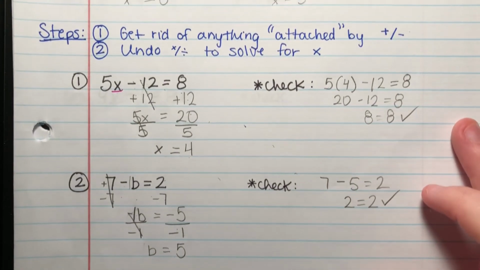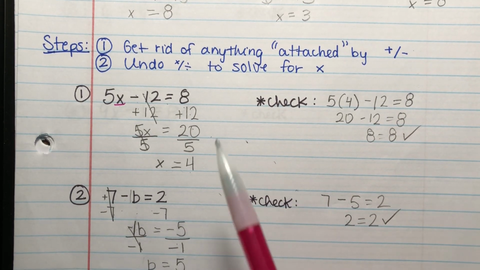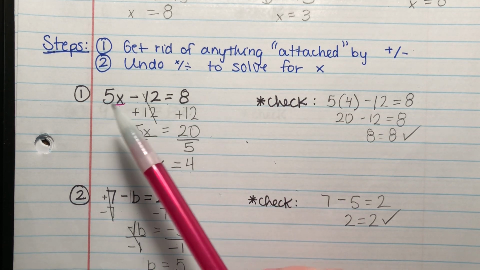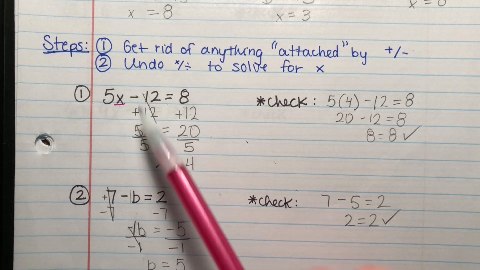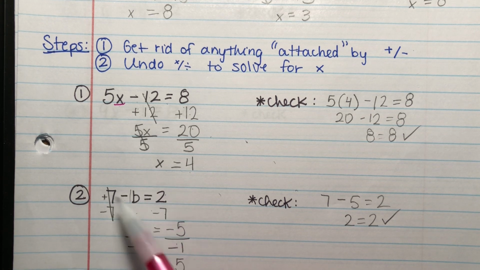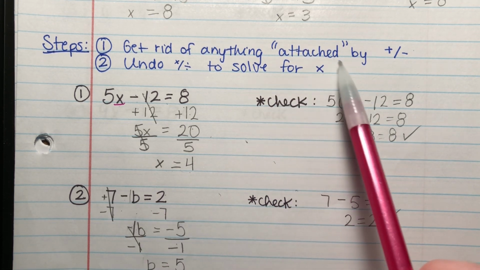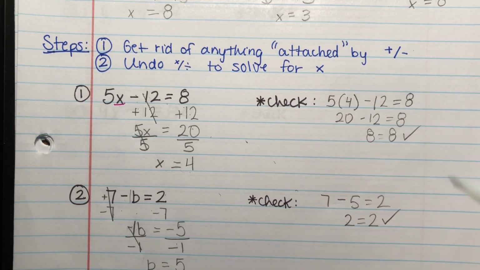All right, so let's take a look at our steps real quick again. So first we get rid of anything attached to the variable here by addition or subtraction, whether it's on the right or the left side, doesn't matter. Like here we moved it to the other side even though it was to the left of the variable. So anything attached by addition or subtraction, we do the opposite to get rid of it. Next, we undo our multiplication or division to solve for x. So your main goal here is to get x by itself. That's one thing that we need to just keep in mind.